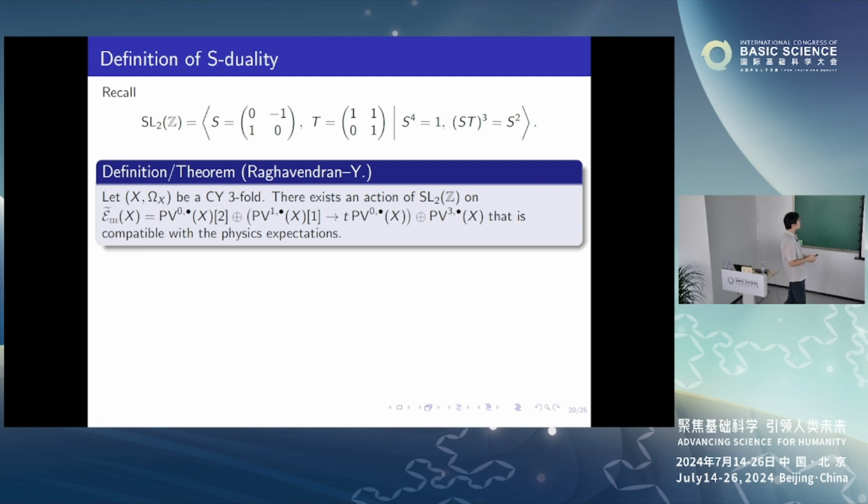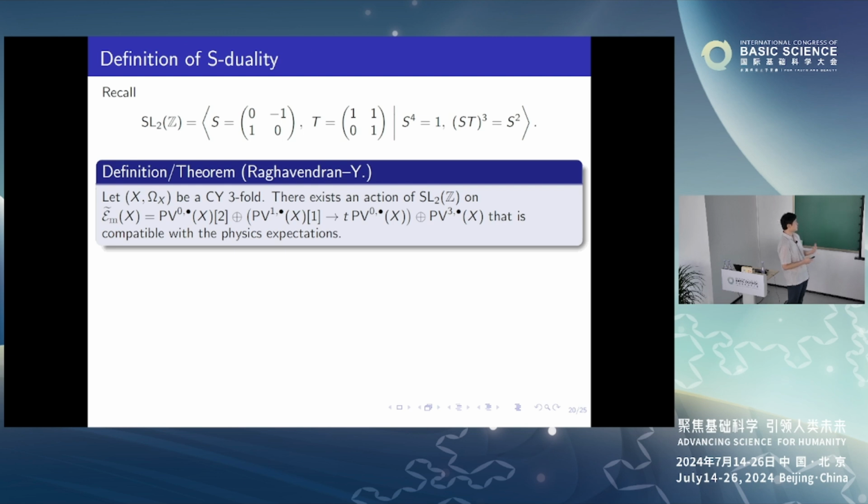At least in the case when you are given a Calabi-Yau category, there is this action of SL2Z on this space, which is again a version of the space of closed string states, closed string field theory, and there is this action, and that is kind of compatible with the physics expectation.